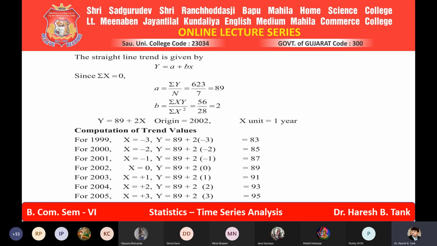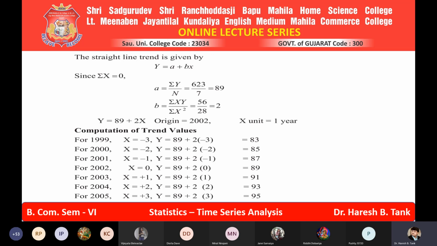Since we are getting summation of x as 0, your value of a is summation of y upon n, 623 divided by 7, which comes to 89. Value of b is summation xy upon summation of x square, which is 56 divided by 28, and which comes to 2. So your equation comes to y is equal to 89 plus twice of x. And our origin is 2002, so your x unit is 1 year.